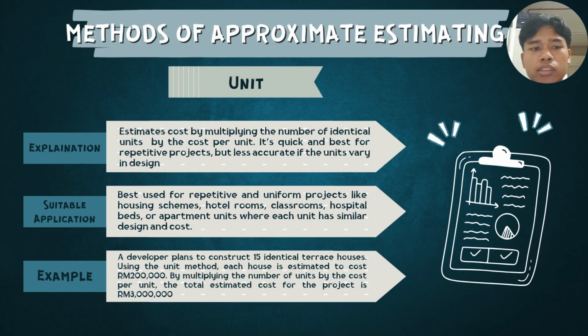similar design and cost. For example, a developer plans to construct 15 identical terrace houses. Using the unit method, each house is estimated to cost RM 200,000 by multiplying the number of units by the cost per unit. The total estimated cost for the project is 3 million.